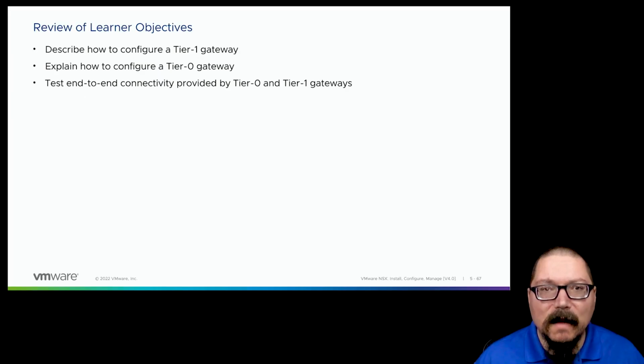All right, so now we've got a tier 1 gateway. Everything should be working. Our web servers and our app servers and our database servers should all be able to communicate with each other. Everything should be good there. So we talked about tier 0 and tier 1 gateways and the mechanics of how to build those things.